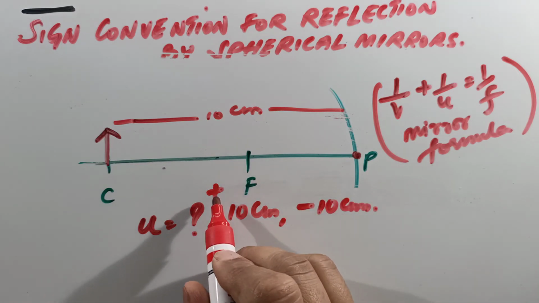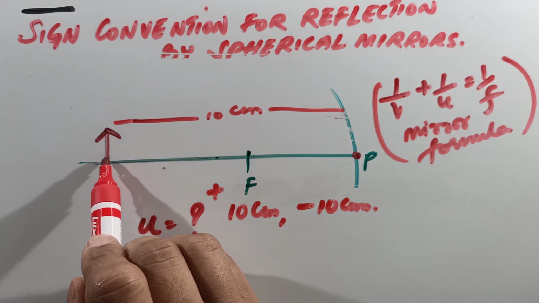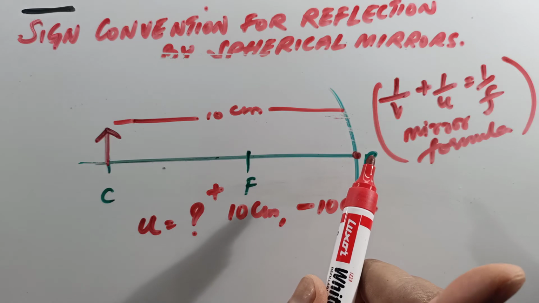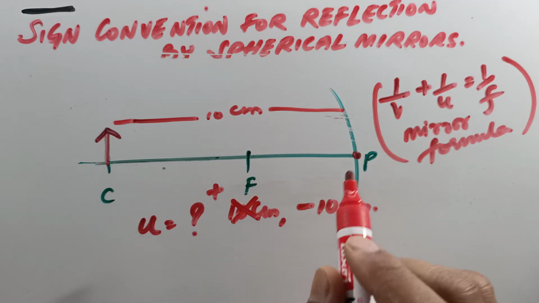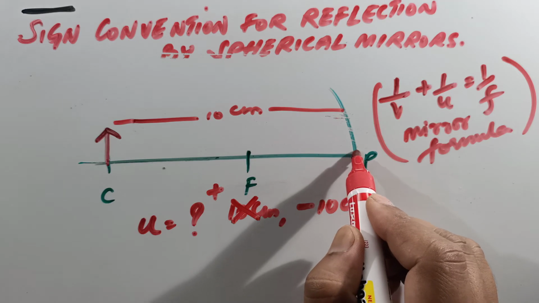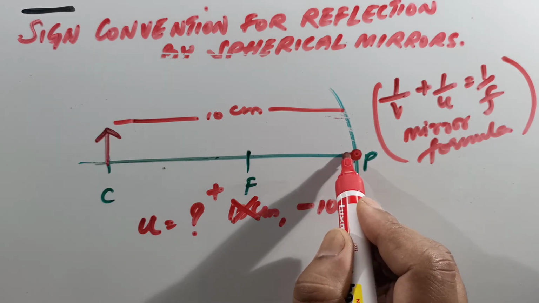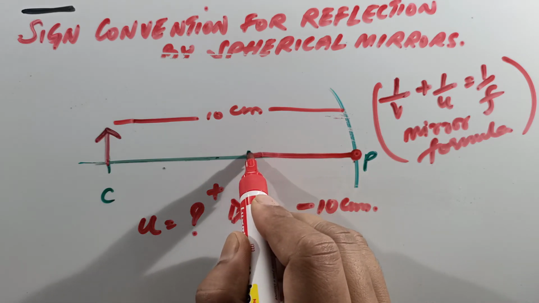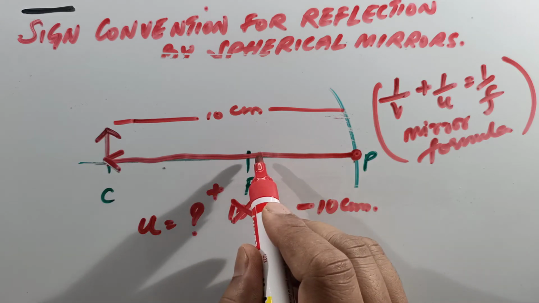If you tell me that it is plus 10, that means wrong. If you are telling plus 10, that means you are measuring from the object to the pole. That is a wrong way of doing it. Your answer should be what? Minus 10. Why minus 10? Because distances are measured from the pole, right? Distances are measured from the pole, and you are moving in this direction. You are moving towards the negative of the x-axis from the origin, right?